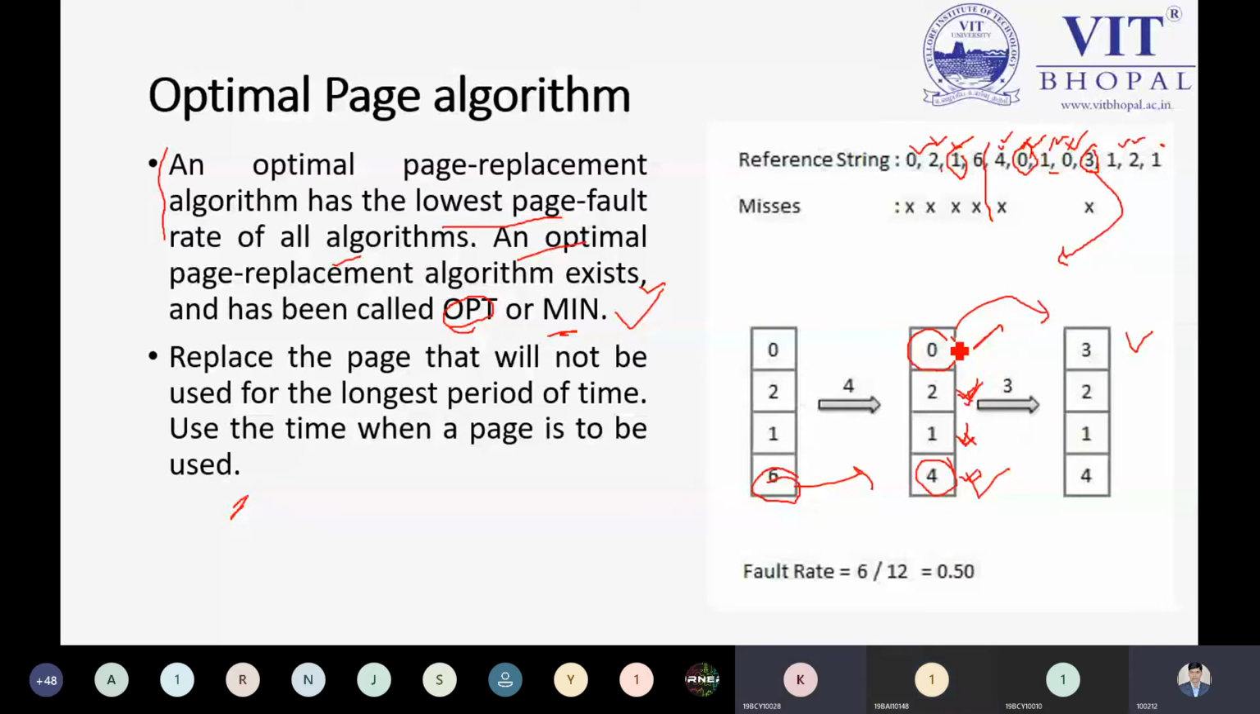Sir, is it practically implementable? Sir, is it possible to implement this algorithm?